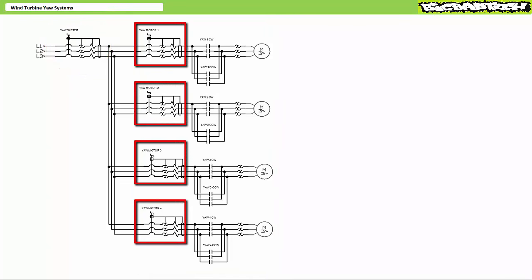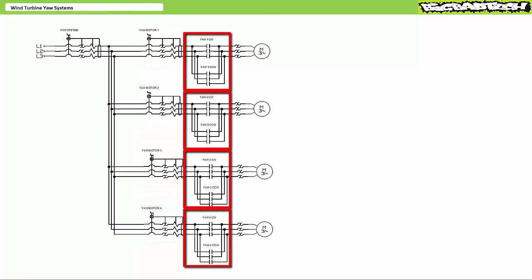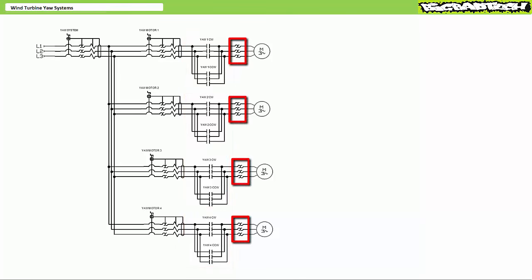Each individual motor shows another manual motor starter, in series with a pair of contactors and an overload relay. You'll note the branching arrangement. If a technician was to manually open the furthest upstream manual motor starter, labeled yaw system, all motors in the yaw system would be disabled. This would be helpful if one needed to perform some service or repair on the entire yaw system.